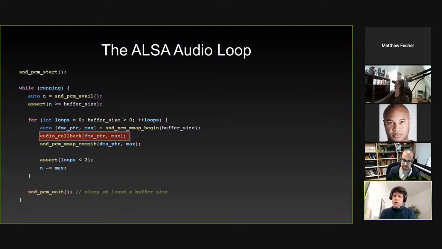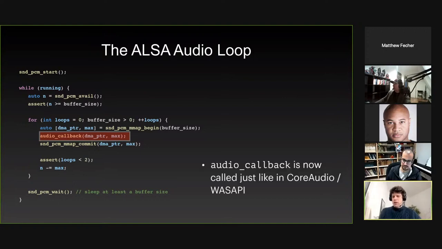And now if we look at this audio callback again, from the point of view of the audio callback, it's not that much different to Core Audio or WASAPI, right? This audio callback is being called regularly and it will always be called with a full buffer size of audio. And so you might really ask, what's the point of this? Why do I have this extra overhead of needing to write this loop when the result is basically the same? We're just calling an audio callback in regular intervals.